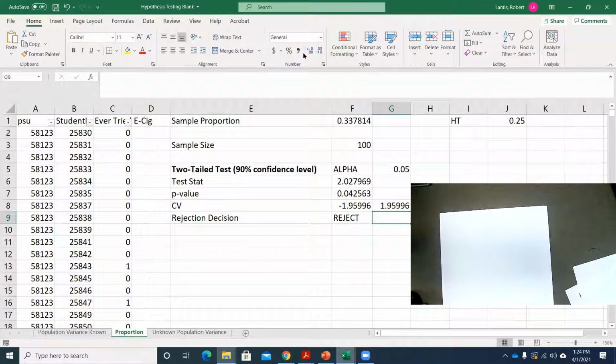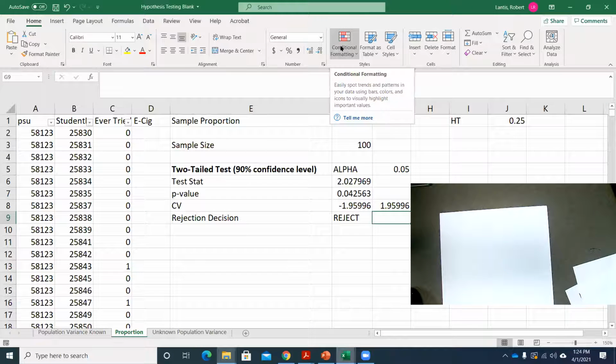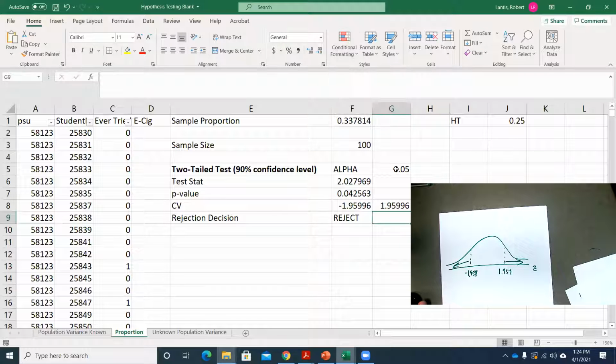Now, if I really wanted to, I could plot those critical values. So, negative 1.959, and then positive 1.959. So here's my rejection region at the 5% level. I then have my test statistic of 2.02. So here I would say that I reject, right? Which, sure enough, the p-value approach led me to that decision as well.